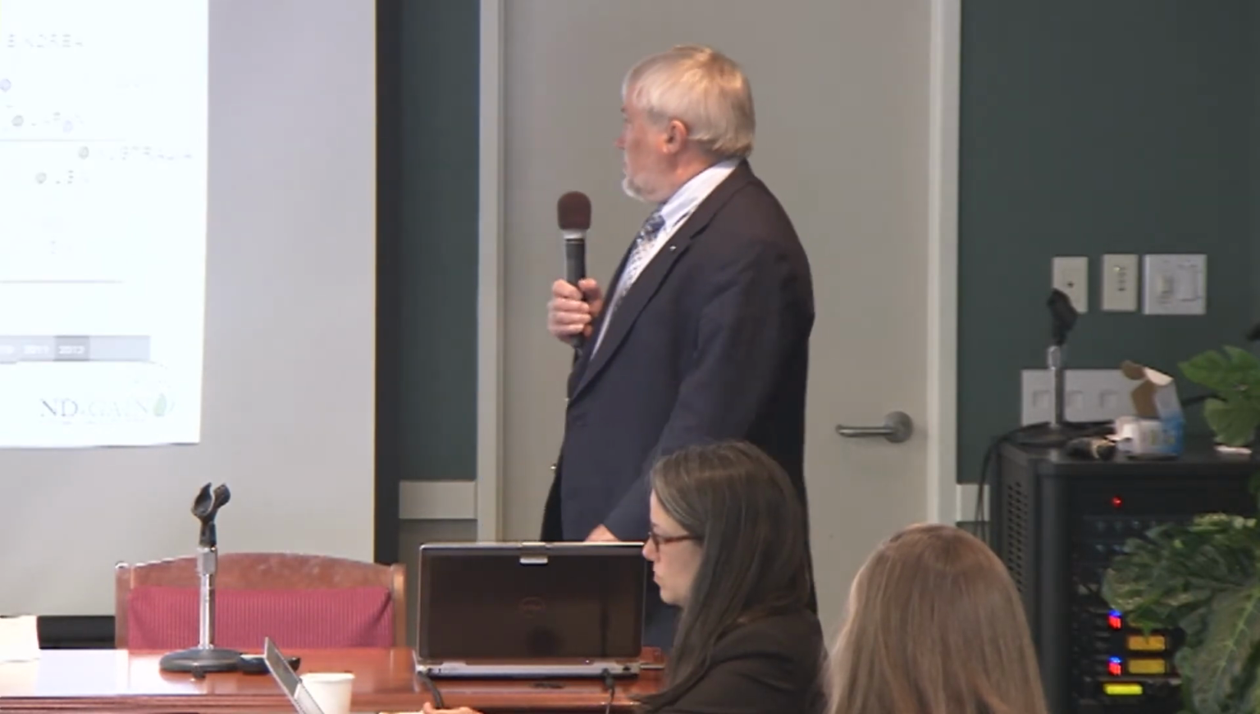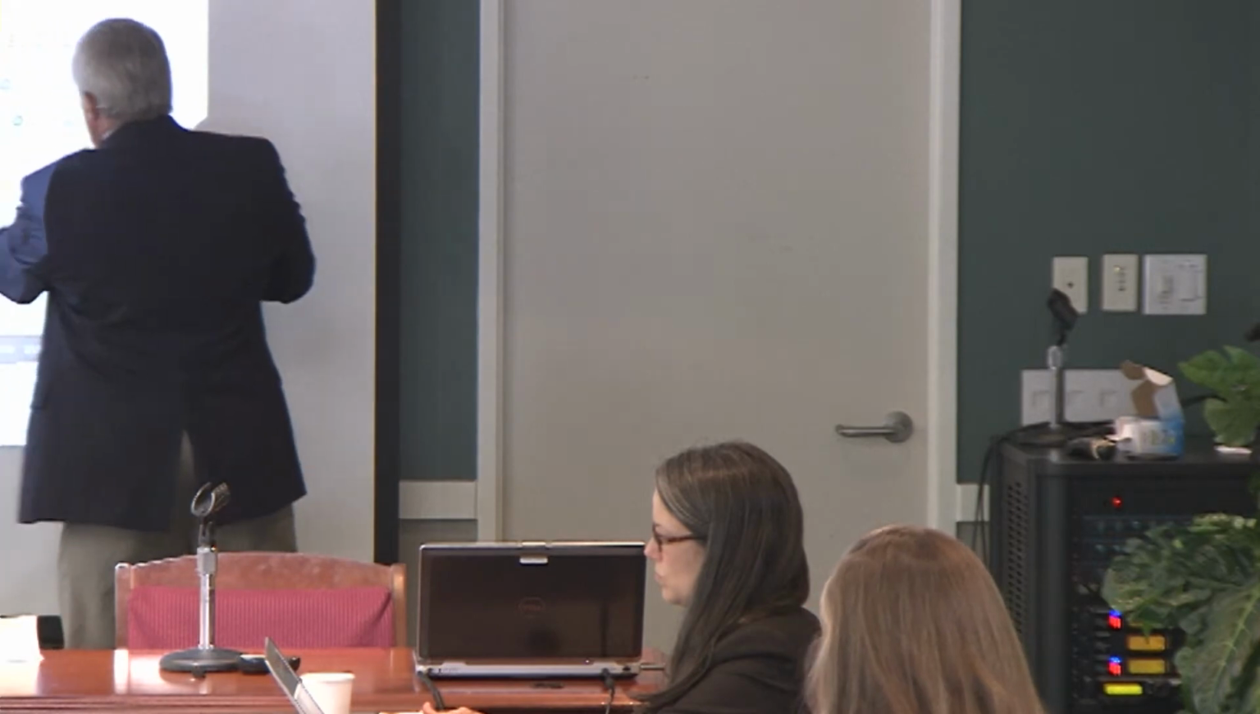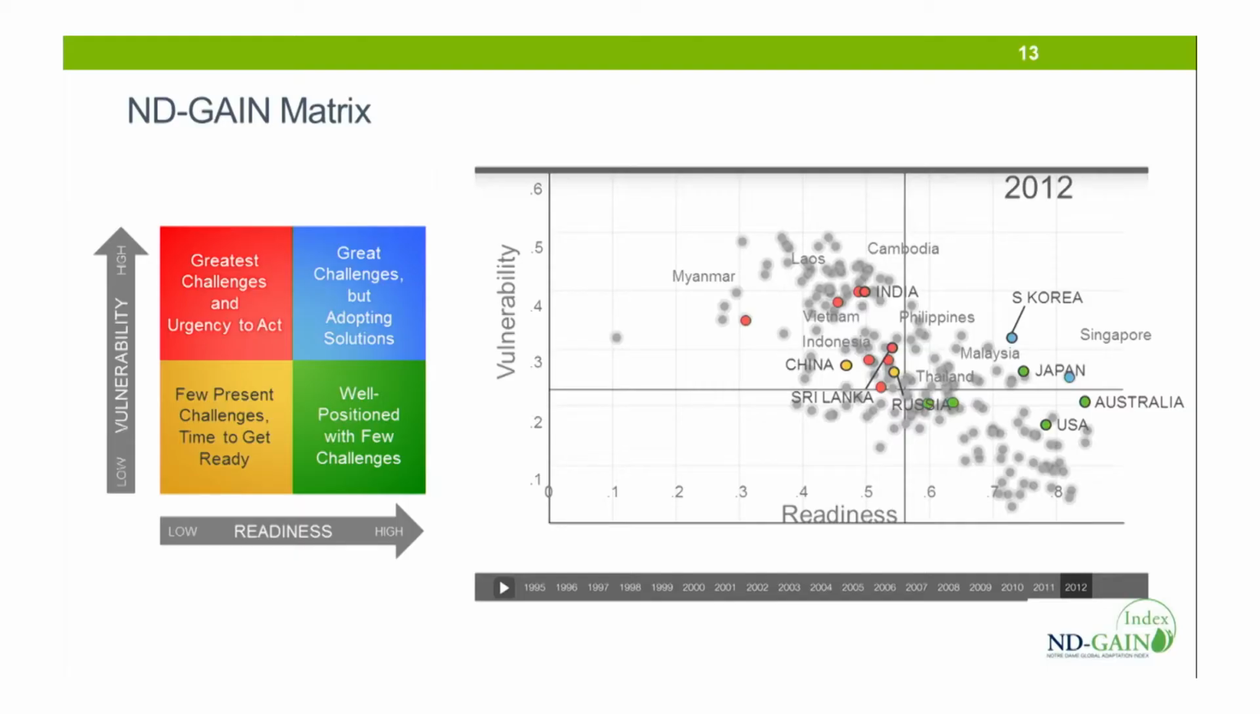And so we choose to show this on a double axis. More vulnerable countries up here, more ready countries over here. Obviously, the USA, etc., Australia, I think this is Denmark down here. And out here, we have Myanmar, and this I think is Zimbabwe.